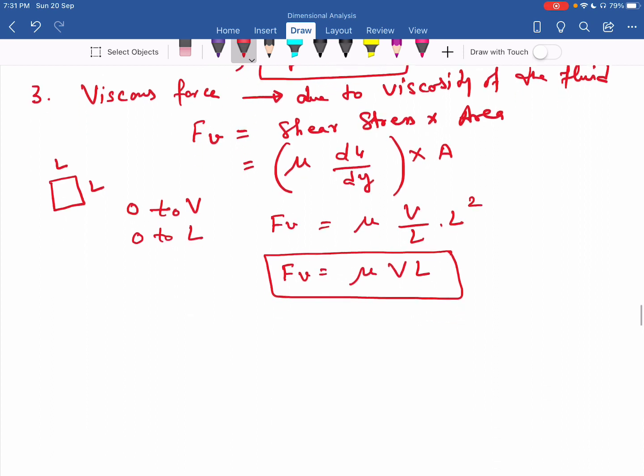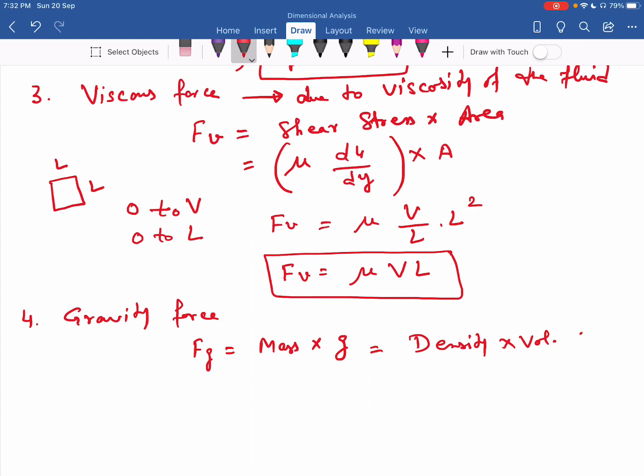Another force is the gravity force. This is the force due to gravitational pull of the earth and it is Fg. This is equal to mass into acceleration due to gravity. Further I can write mass as density into volume into g. So density is rho, volume is L cube, and into g.